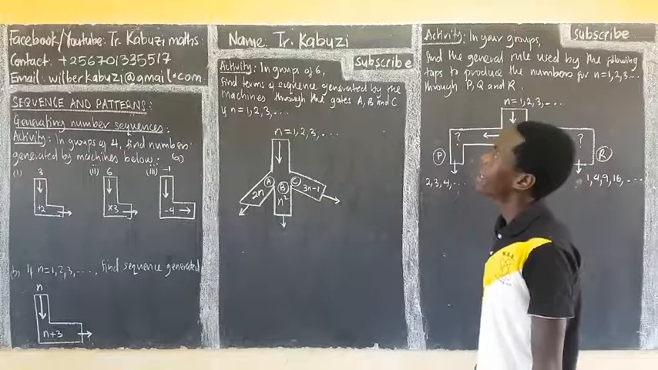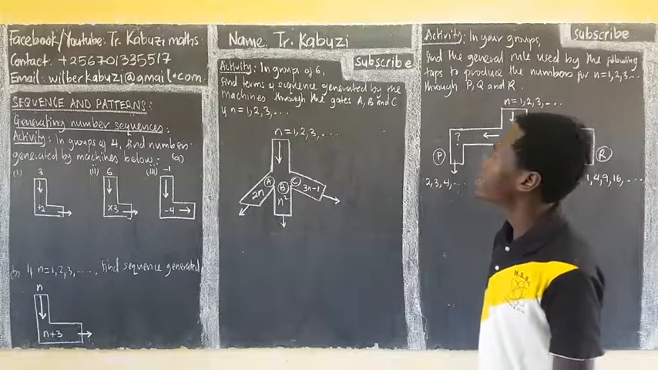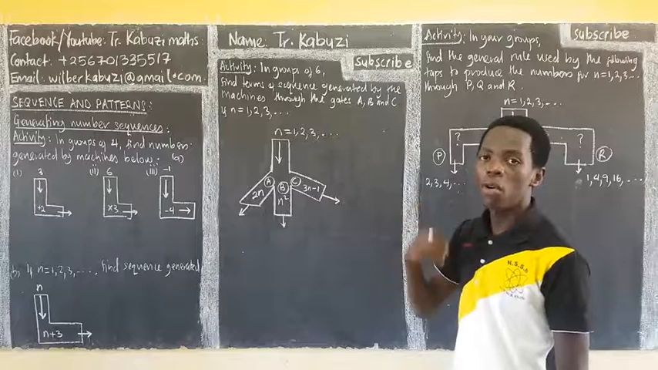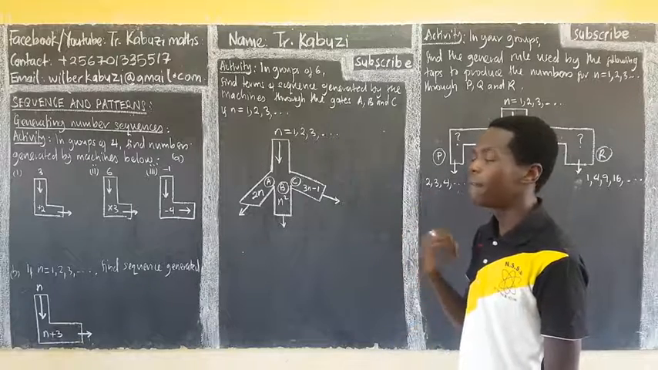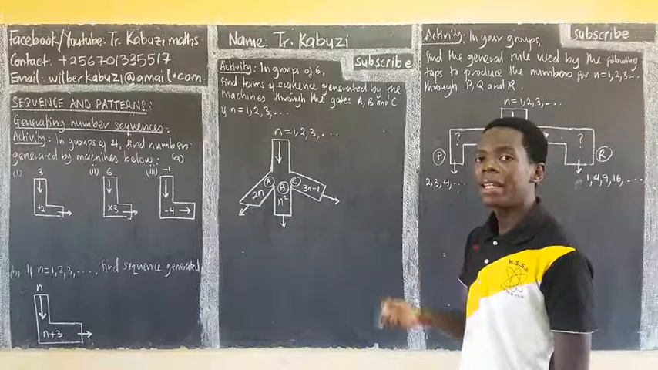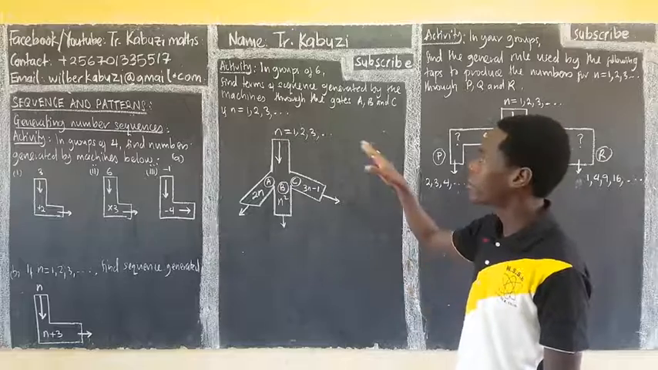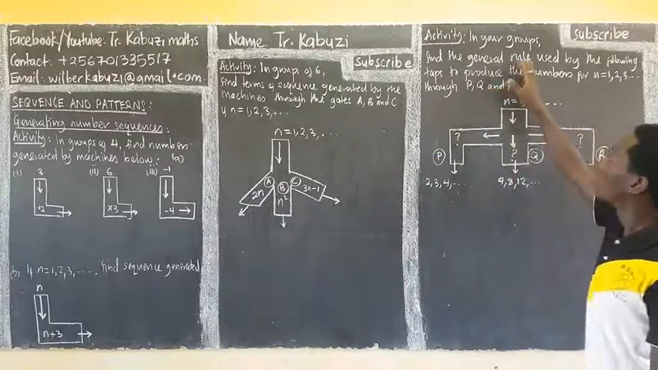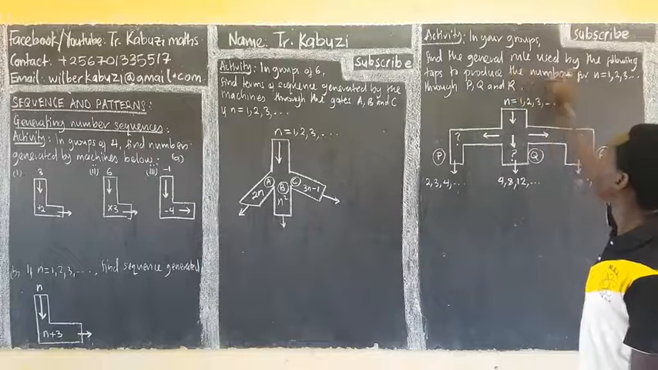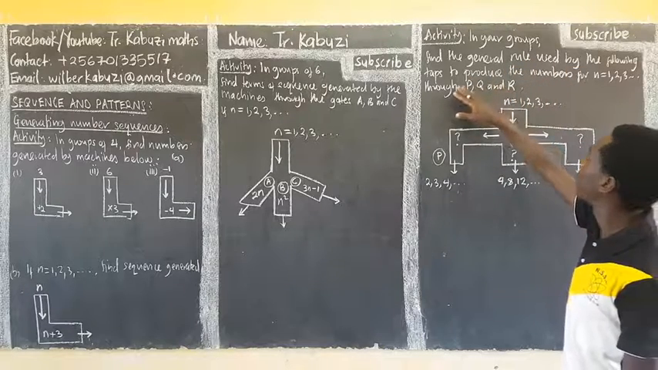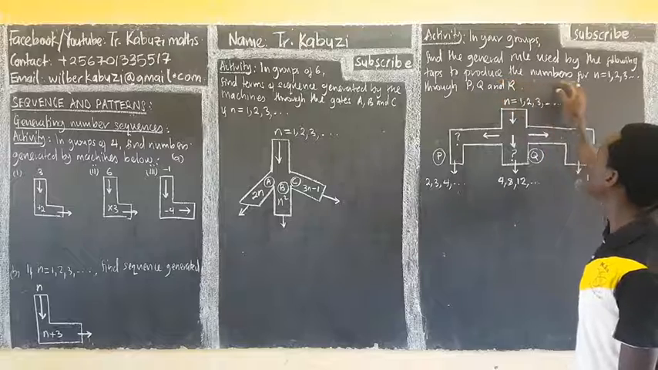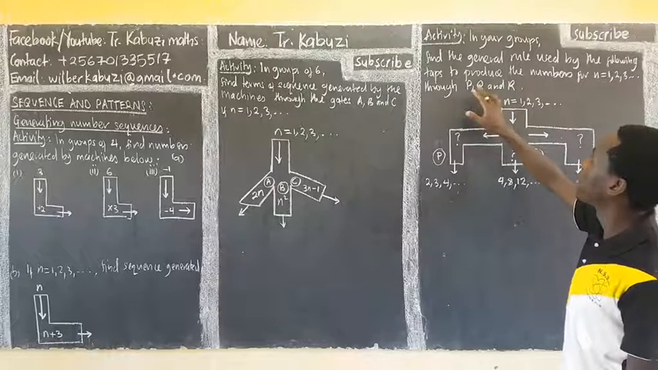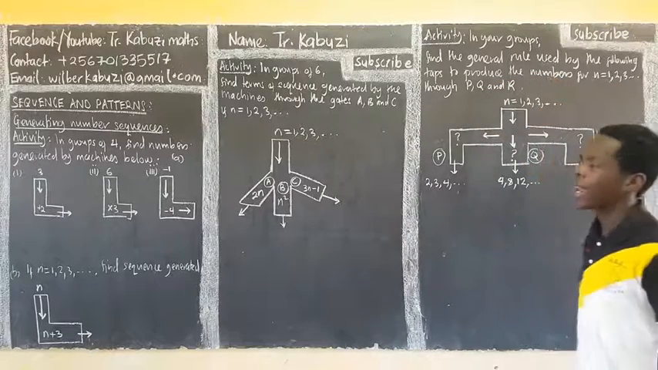Then here, in groups of 6, find terms. Now here they want terms of the sequence. There's a difference between finding the sequence and finding the terms of the sequence. Here they want you to get the terms of the sequence. Then here, in your groups, find the general rule used by the following tabs to produce the numbers for n equal to 1 through p, q, and r.